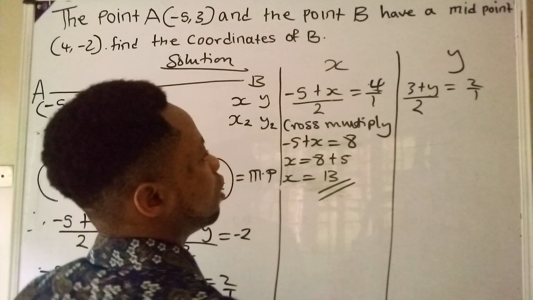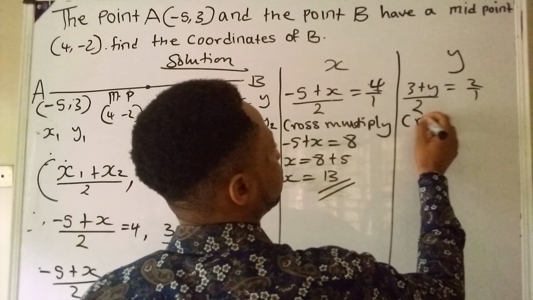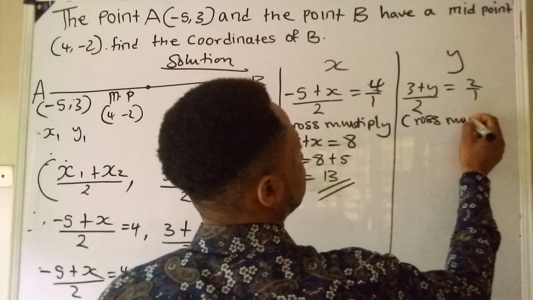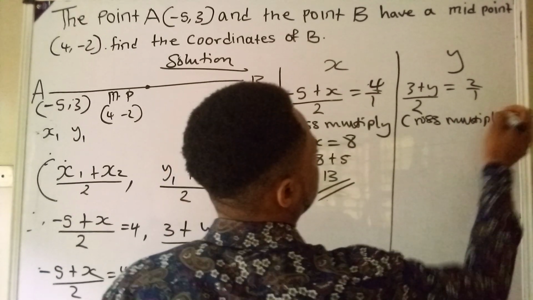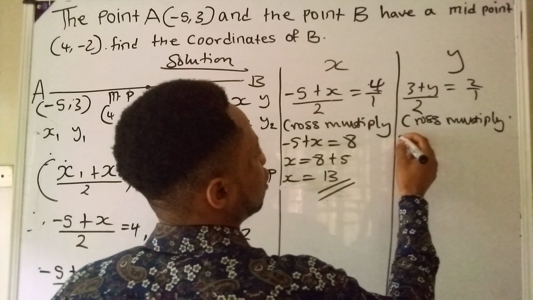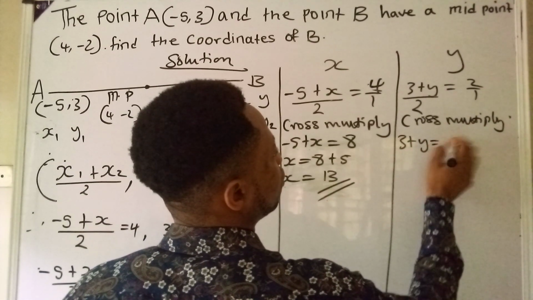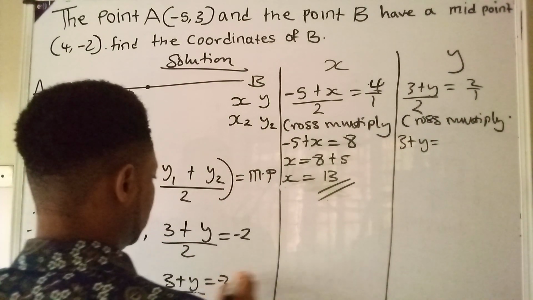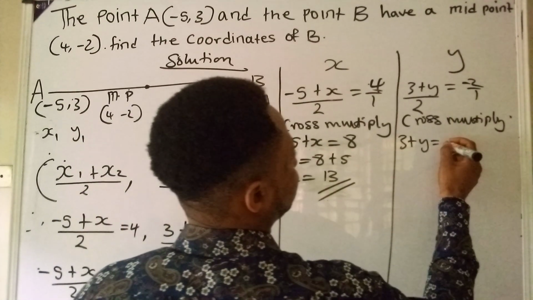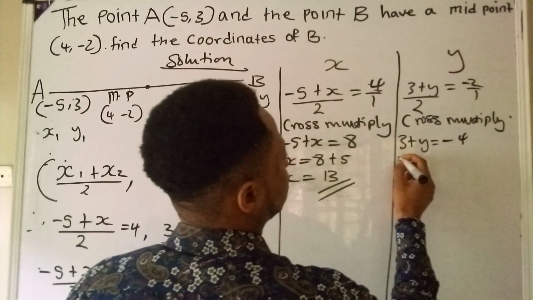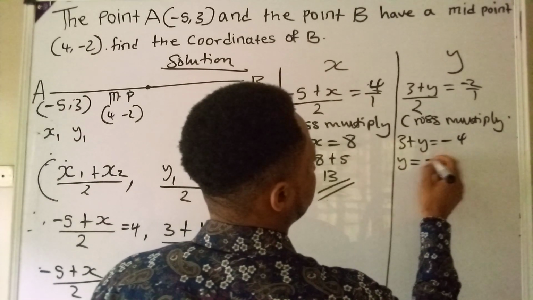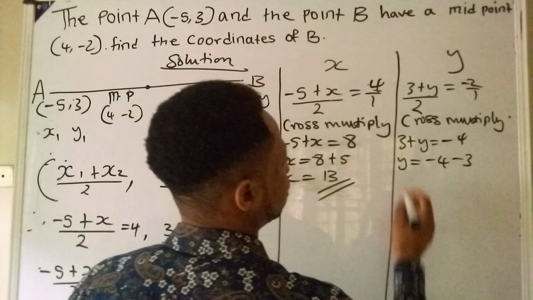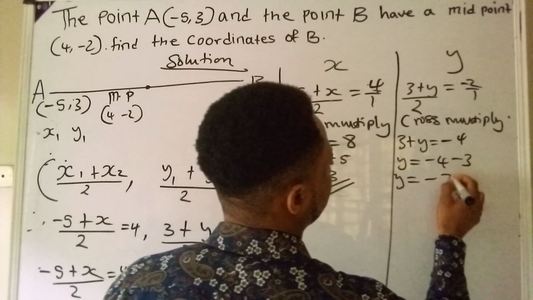So we also cross multiply here. When we cross multiply, we are going to have 3 plus Y equal to 2 times -2, which is -4. Collecting that, we have Y equal to -4 minus 3, Y equal to -7.